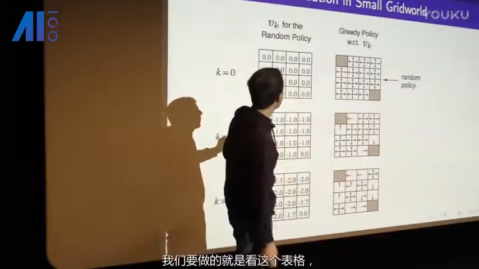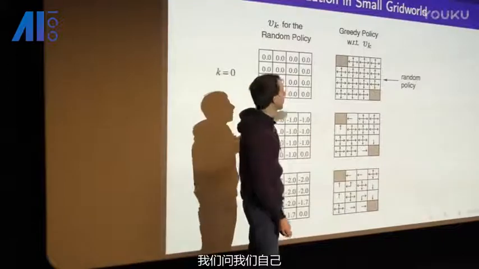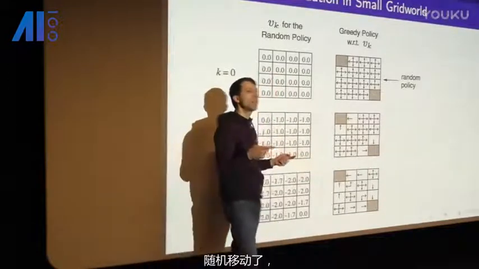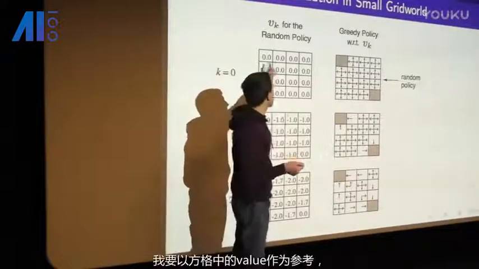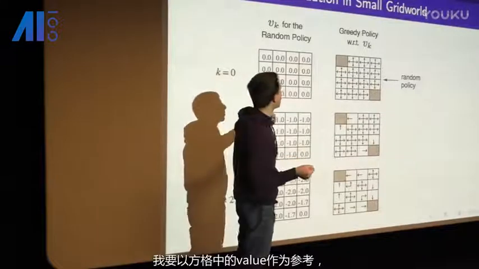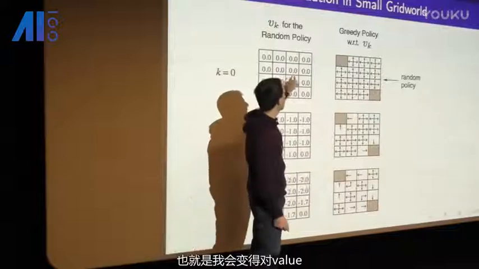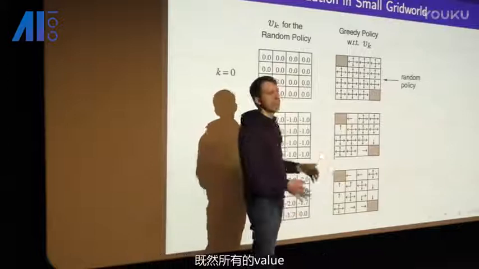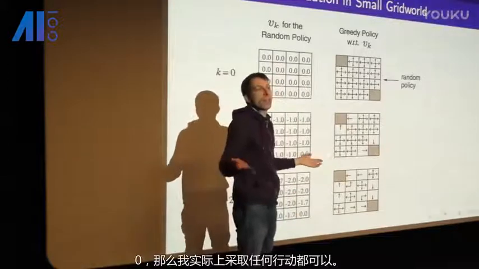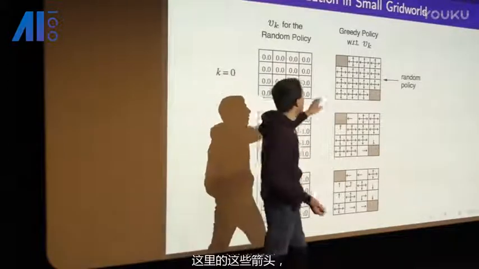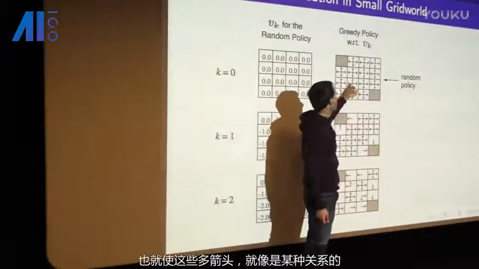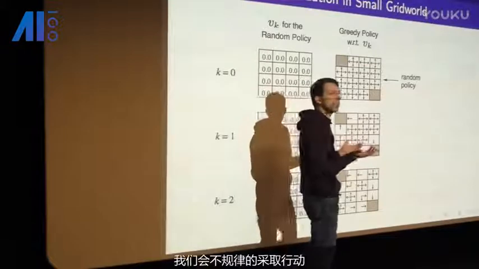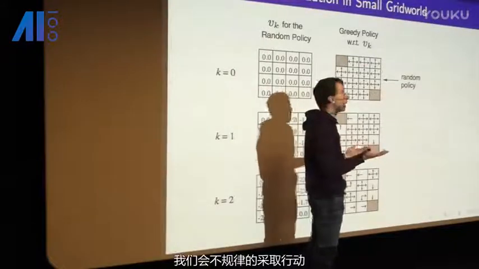So we can start off by looking at this and asking the following question: what if I was to pick actions, not randomly now, but according to the values in this grid? In other words, if I acted greedily according to the values in this grid, what decision would I make? To begin with, I would say everything is worth 0, so I'm indifferent to which action I take. These arrows, where there are multiple arrows, indicate that there are ties. We then just behave randomly to break ties.